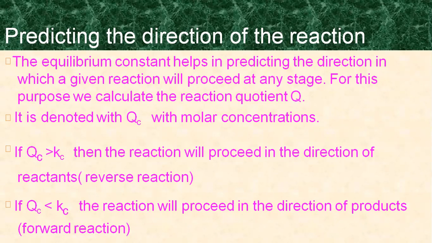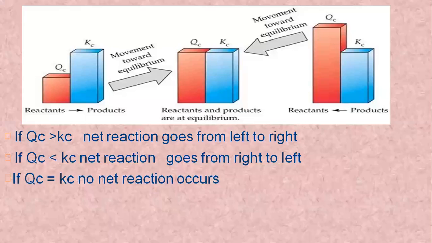Now, how can we predict the direction? We know this already. If Qc is greater than Kc, what happens? The direction will be the reverse direction, and if Qc is smaller than Kc, the direction will be the forward direction, as you can see in the diagram. If Qc is less, it means reactants are less and products are more. This means that the direction is the forward direction.